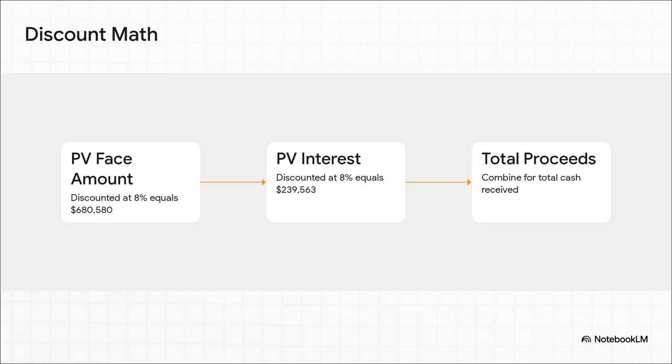Step 2. We figure out the present value of the cash interest. 6% of $1 million is $60,000 paid every single year. Discount that stream of $60,000 payments at the 8% market rate, and you get $239,563. Finally, step 3.